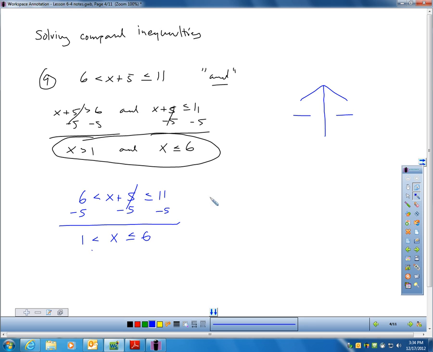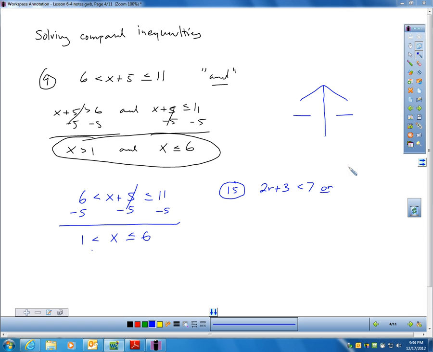If it's an OR problem, like number, let's say 15, we do the same thing. It's just that it's not written in one inequality. We just have separate inequalities. So I have 2r plus 3 less than 7, or, remember, OR means we're combining everything together, or opposite r plus 9 is less than or equal to 2. Well, I've got to solve this. I can take away 3 from each side here, and I get 2r less than 4, and I can divide by 2, and I get r less than 2.